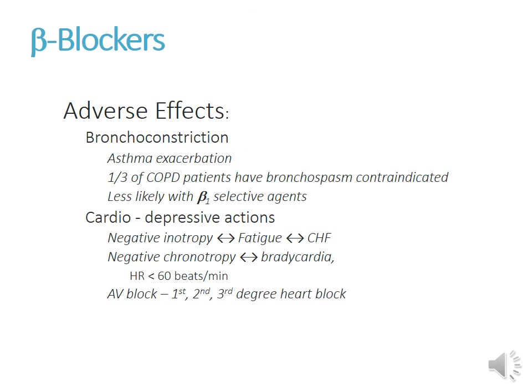As far as adverse effects go, bronchoconstriction can be a big problem, especially with our non-selective beta blockers. So you worry about patients who, say, have an asthma exacerbation. What's your first go-to drug for that? Albuterol is usually your go-to drug when someone is having an asthma attack, right? It's a beta-2 agonist.